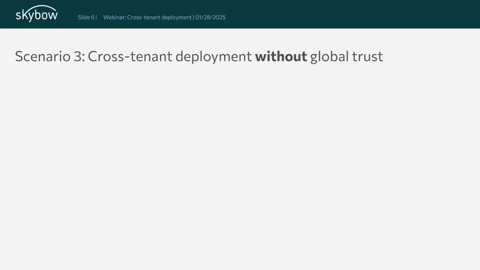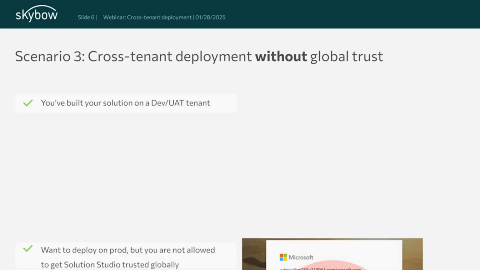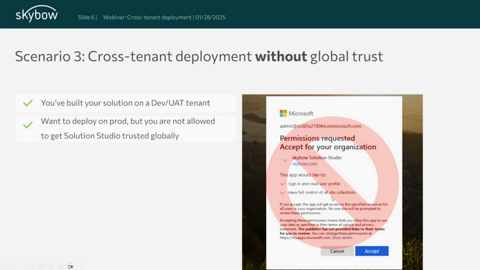But the third option is if you don't get that global trust. So your security department will not give you these permissions here, because Solution Studio needs to have this full control on all site collections to be able to create lists and libraries in all the different sites. We're able to create subsites, etc. And therefore we need those permissions. But what can you do if you don't get those permissions? That's the part we will have a look at right now.